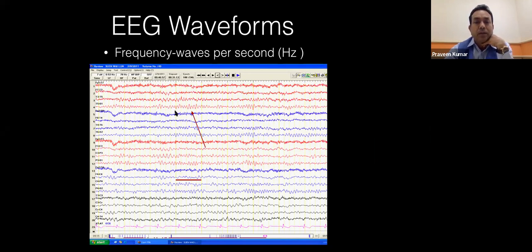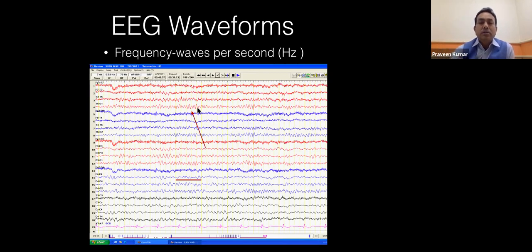is these two yellow lines are 1 second. So this is 1 second, this is 1 second, this is 1 second, this is 1 second. When you talk about waveforms, you talk about them in terms of their frequency, how frequently the waveforms are coming, their morphology, their spread and their nature also. So frequency is how many waves are occurring per second.